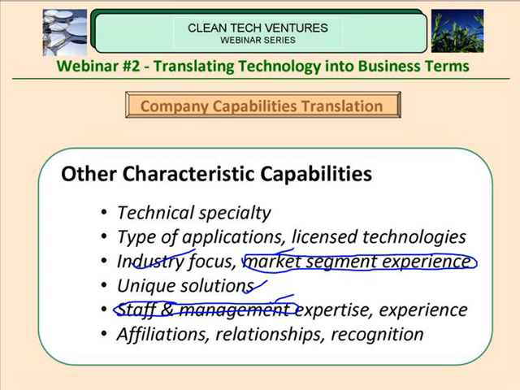I also don't want to neglect this. Some people think this is a throwaway section of a capabilities profile, but the affiliations you have, other partners, if you're a certified partner of a particular recognized leader in the field, or if you've received certain kinds of awards, you want to be able to call those out. That helps underscore that you're not a new kid on the block, and that you have something to offer, and that other people recognize it as well.